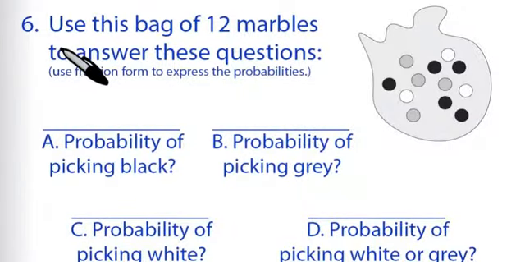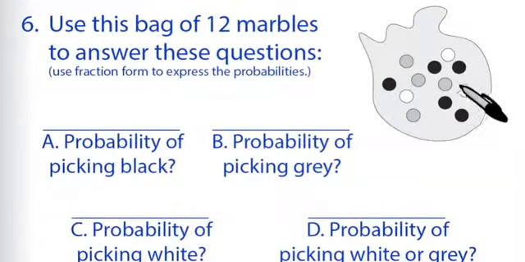For problem 6, we're told to use this bag of 12 marbles to answer these questions. So we have these 12 marbles right here in this bag. And if we count them up, we'll see that we have 1, 2, 3 white marbles, 1, 2, 3, 4 gray marbles, and 1, 2, 3, 4, 5 black marbles.